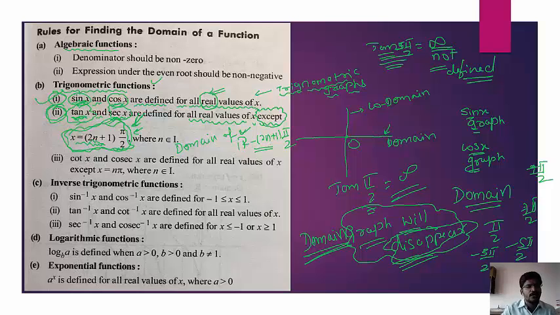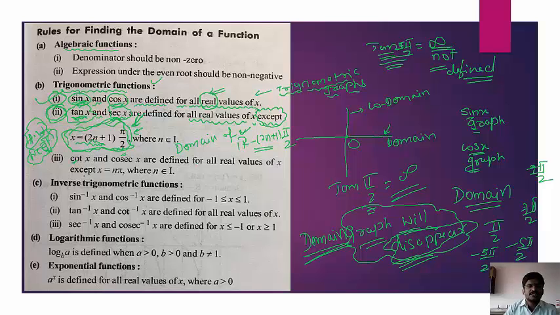Clear? Okay. Next, I will leave this as homework. So you refer to the NCERT textbook. In that NCERT textbook, the graphs of cot x and cosec x are given. Where the breakpoints are present, there the graph will disappear, and those particular points have to be removed.